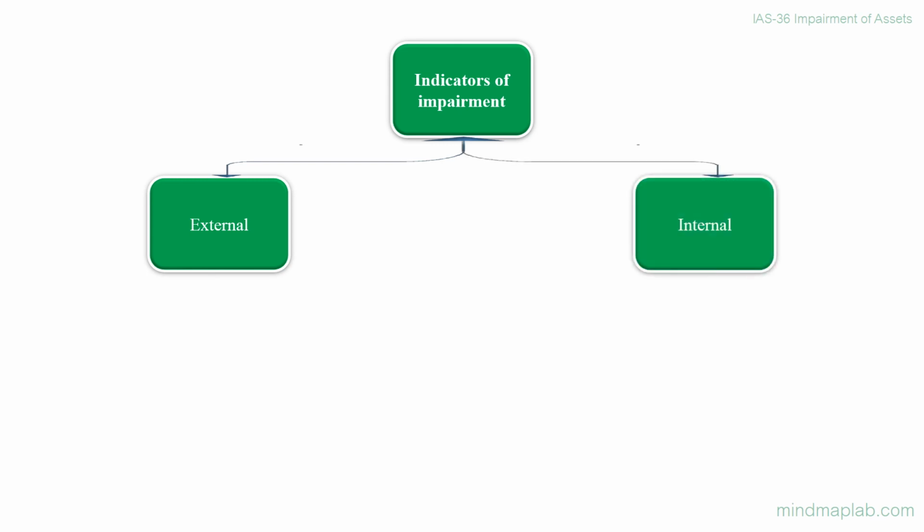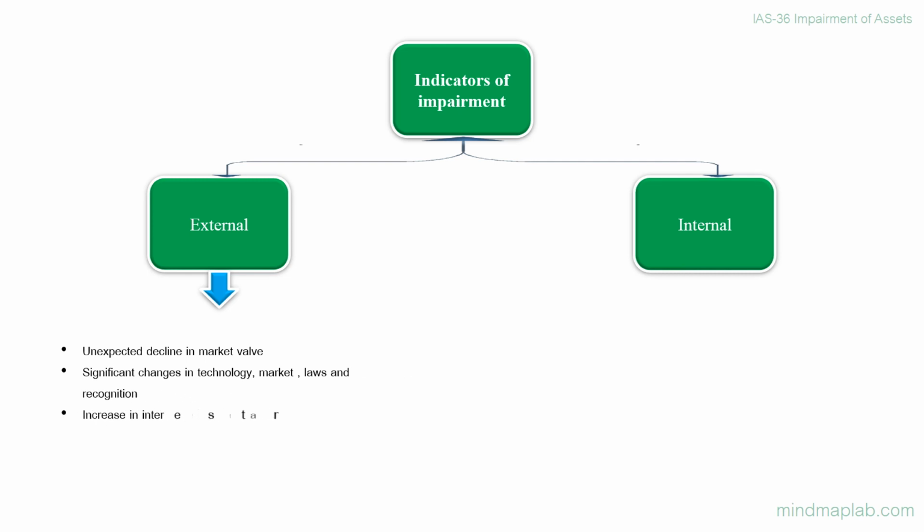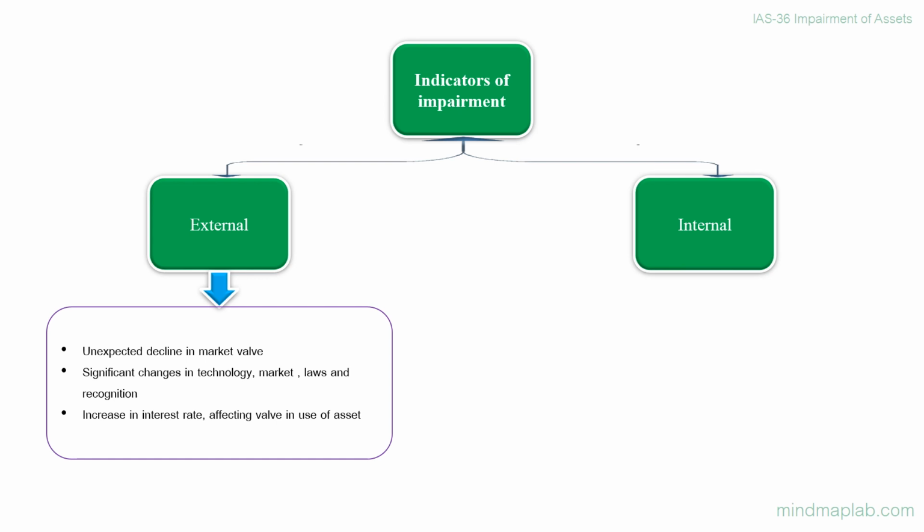Indicators of impairment. Indicators may be external factors or internal. External factors include unexpected decline in market value, significant changes in technology, market, laws and regulation, increase in interest rate, affecting value in use of the asset.